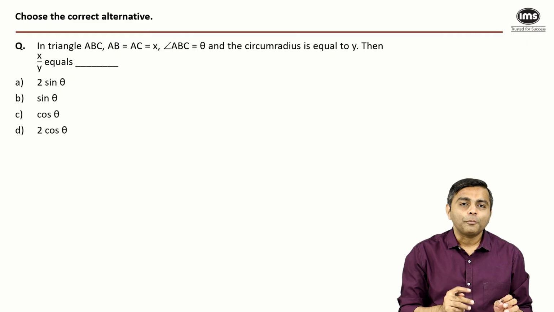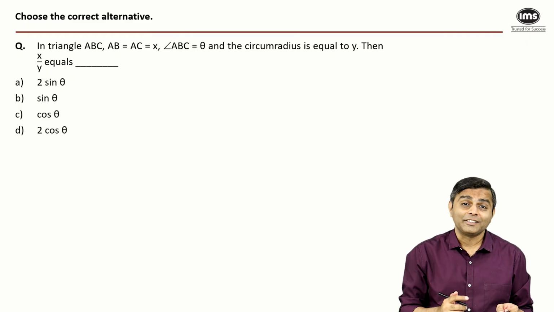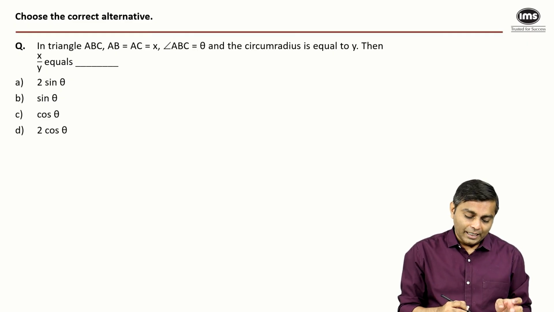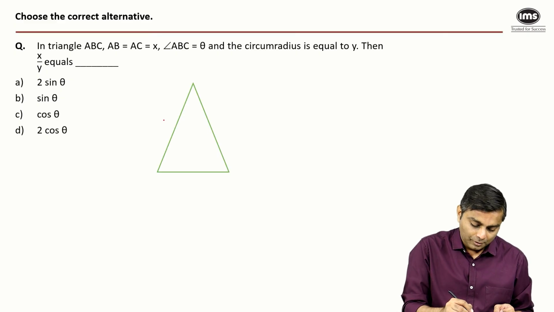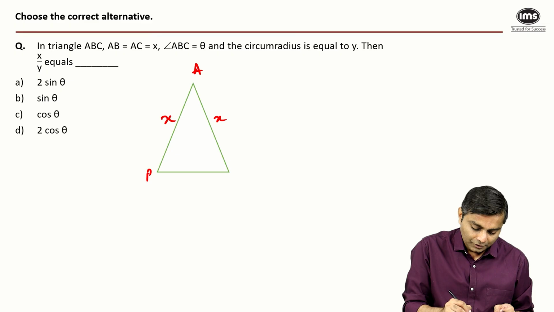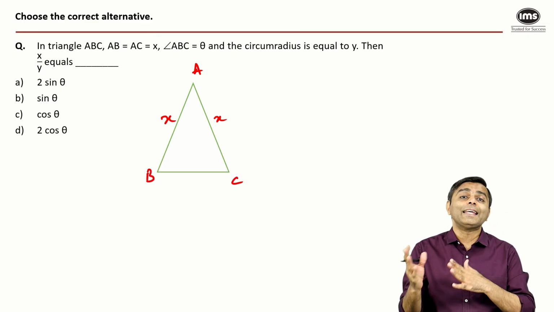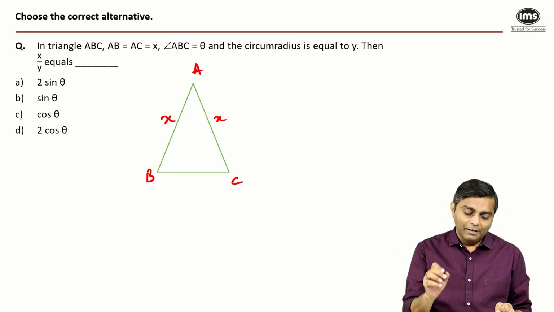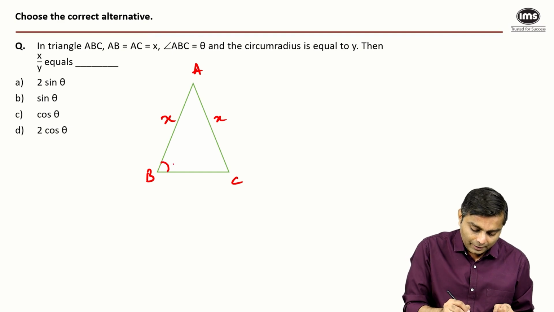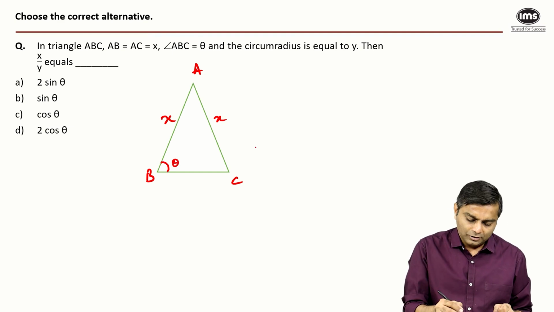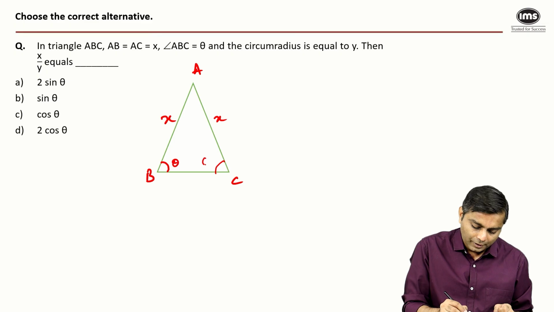Again, this question I would put between B and C. It's not a very, very straightforward question. Okay. So triangle ABC, AB is equal to AC, and they've given it to be x. So I'm just going to start with this. Both of these are x. I should name this first, A, B and C. So AB and AC are given to be equal. ABC is theta, so this angle becomes theta. Obviously, by the isosceles triangle theorem, this angle also becomes theta.